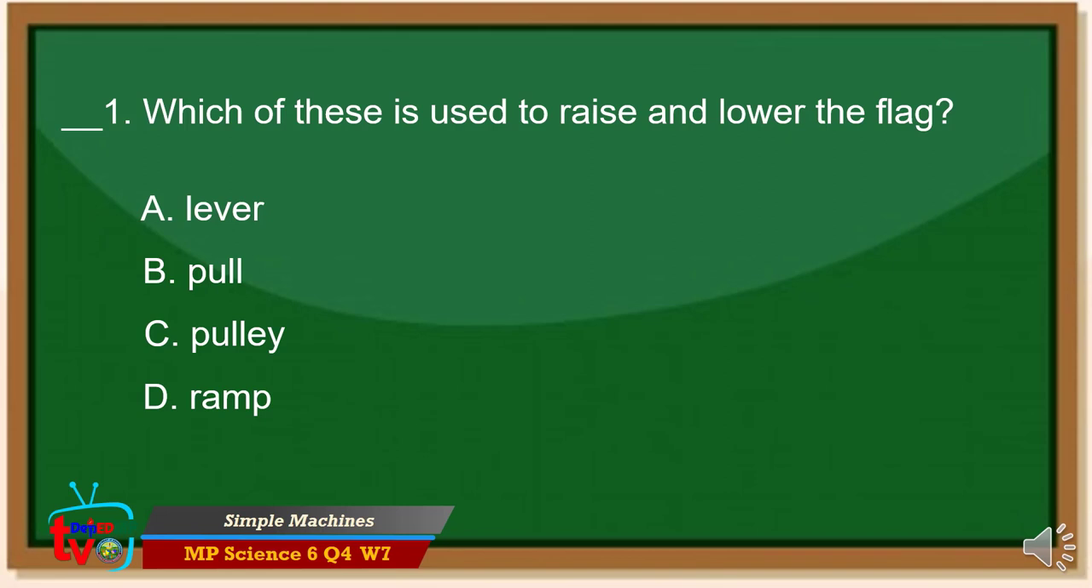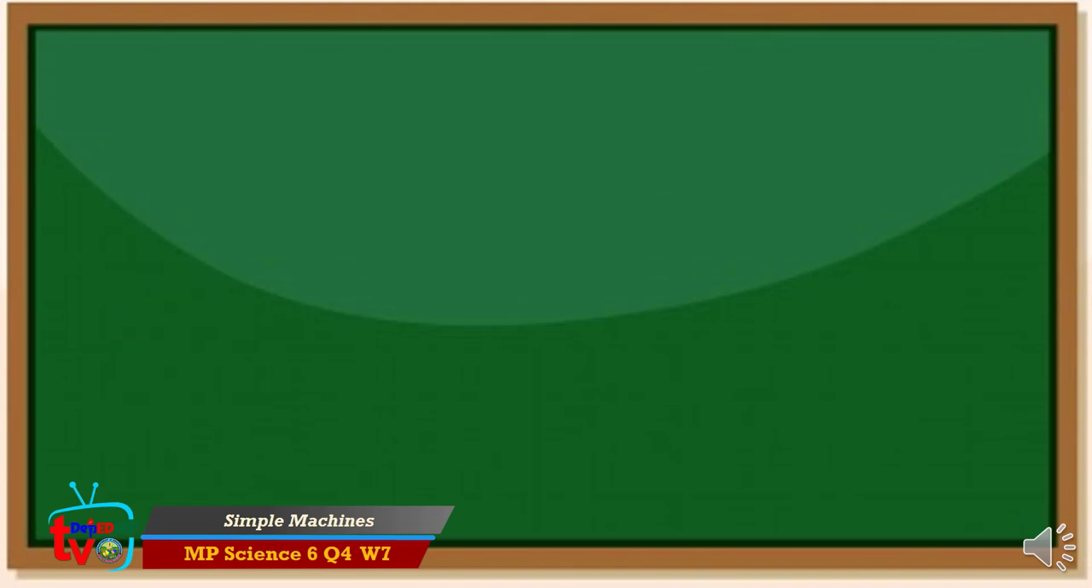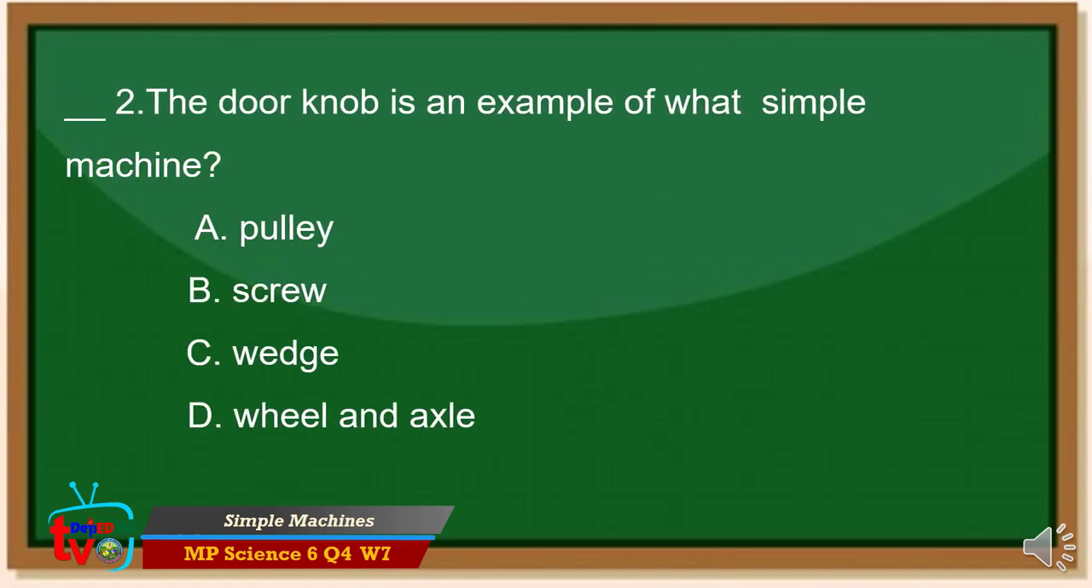Number 1. Which of these is used to raise and lower the flag? A. Lever. B. Pull. C. Pulley. D. Ramp. The answer is C. Number 2. The doorknob is an example of what simple machine? A. Pulley. B. Screw. C. Wedge. D. Wheel and axle. The answer is D.